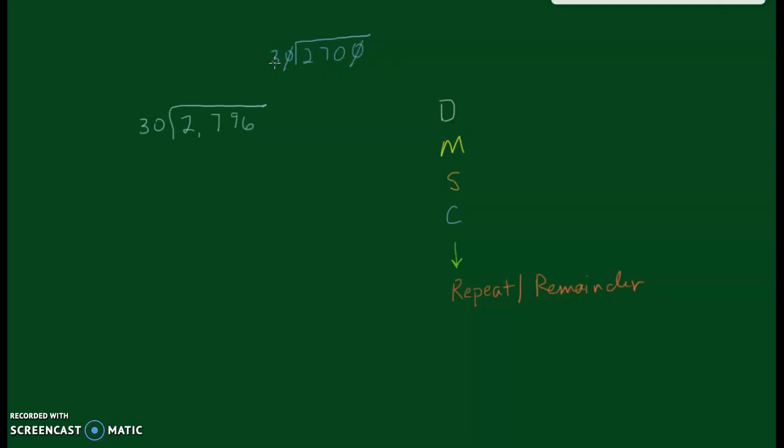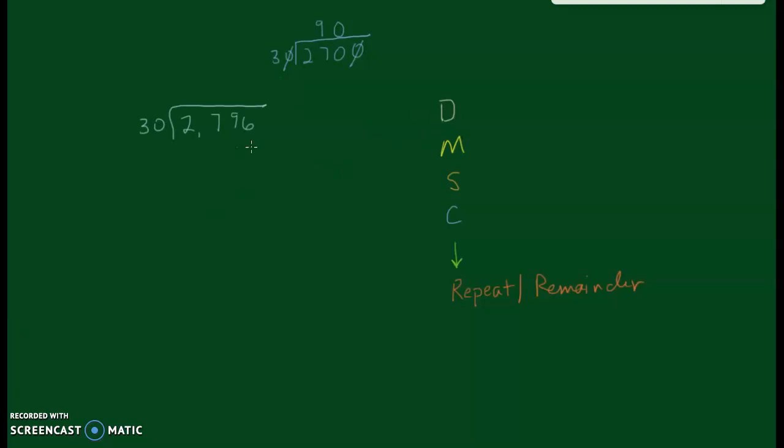I know that 27 divided by 3 is 9. And then I have my 0 here, so it's 90. So my estimate is going to be 90. Now let's jump in and do the actual division problem.